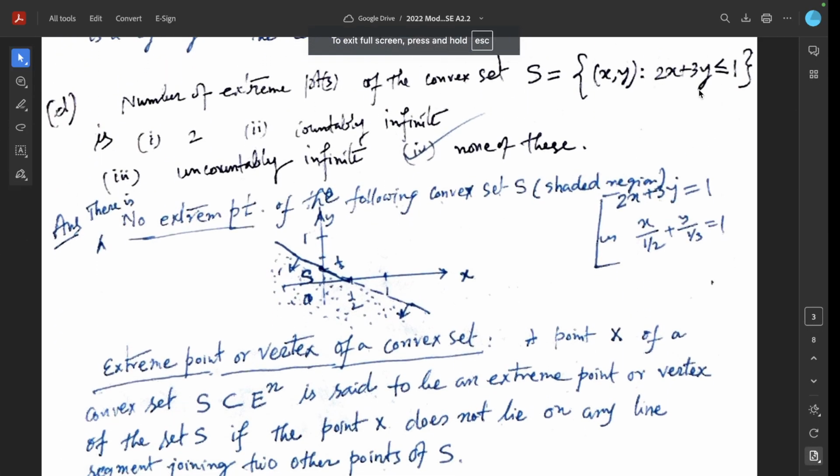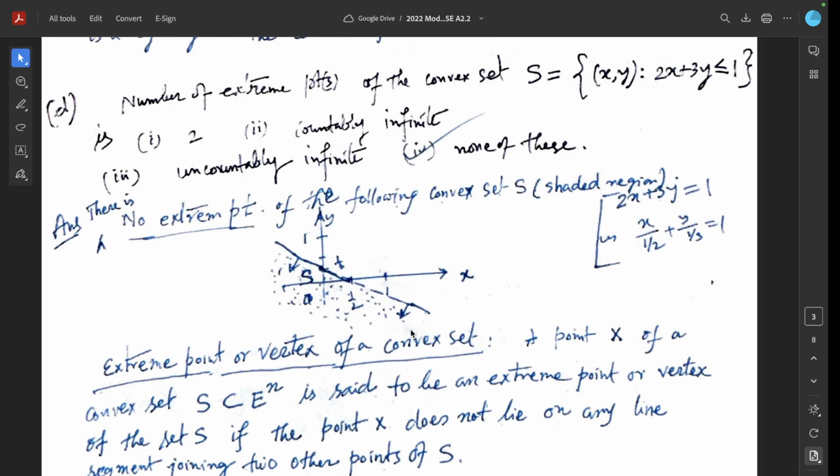This is the straight line in the xy plane, 2x plus 3y equal to 1. We get x by 1 half plus y by 1 by 3 equal to 1. So on the x-axis this point is (half, 0) and on the y-axis this point is (0, 1 by 3). So this is the straight line, and by the inequality 2x plus 3y less than or equal to 1, this is the region S. Actually this is the shaded region.